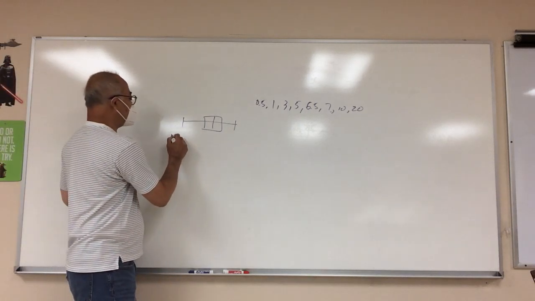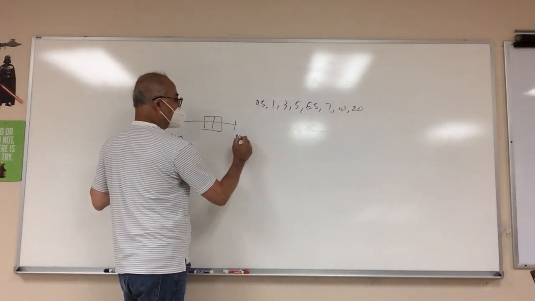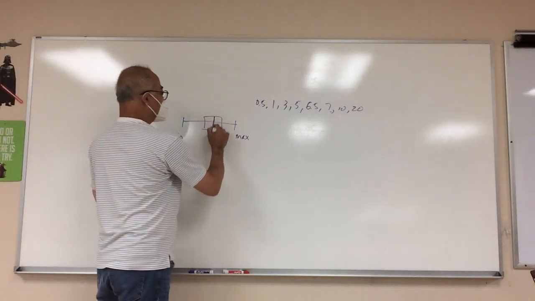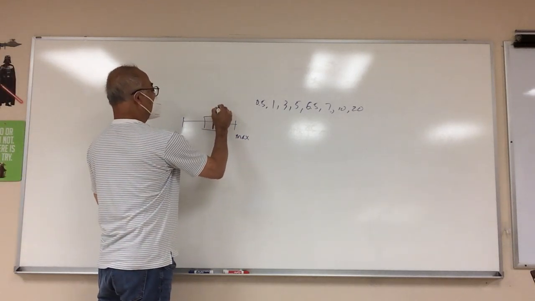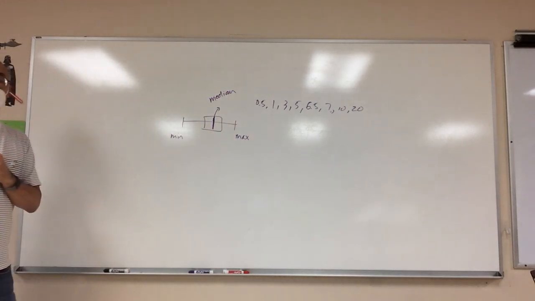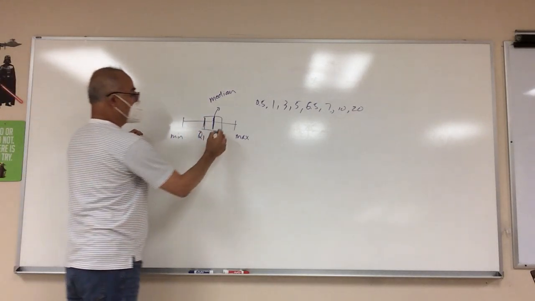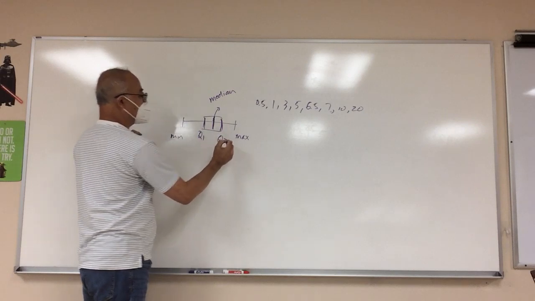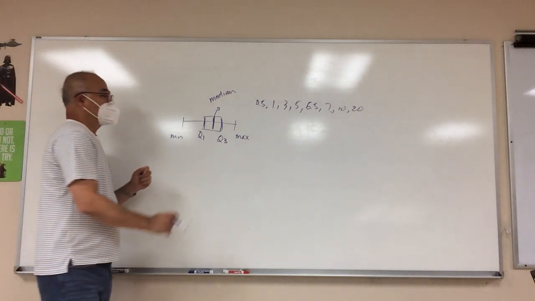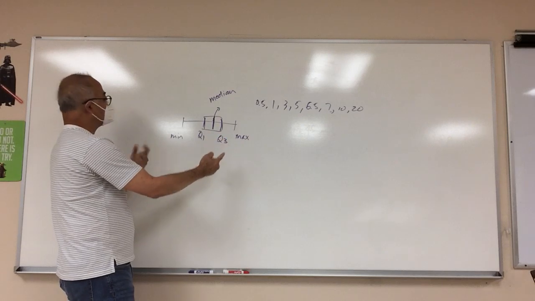So this is the minimum number of your data set. This is the max number, right? What is this guy here? This is the median. This guy here is the Q1. This guy here is actually the Q3. Okay, all right. So this is the median.